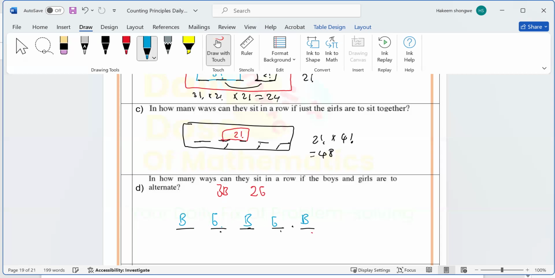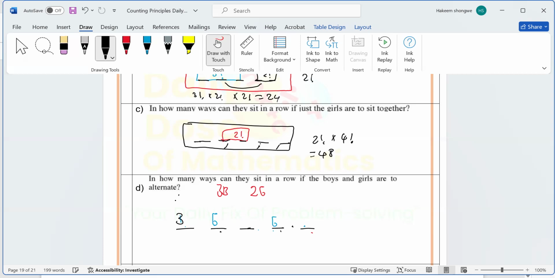So how many boys do you have? It's 1, 2, 3. Can you see that? And then we have, how many girls? We have 1, 2. Now, for this space, we're going to do it this way then. For boys, how many boys do I have? All in all, I have 3 boys. So on the first space, I can put all 3 of them. Anyone can occupy the first position. So it's going to be 3.